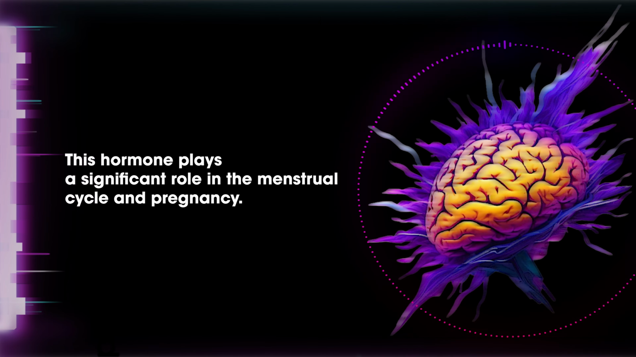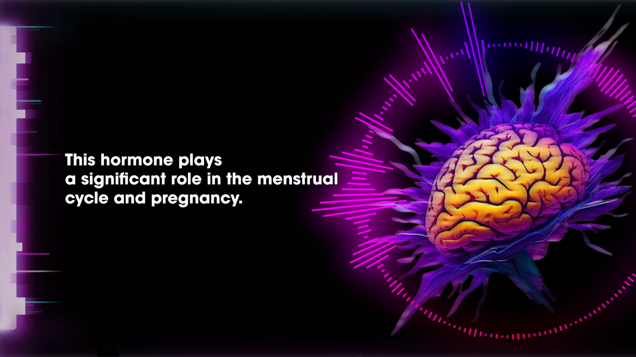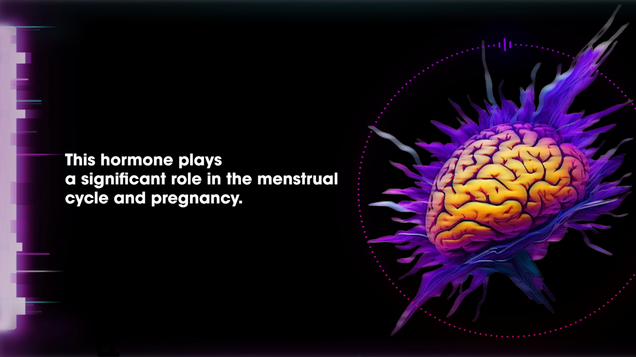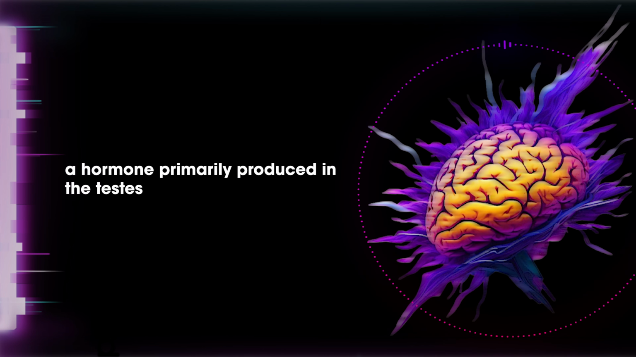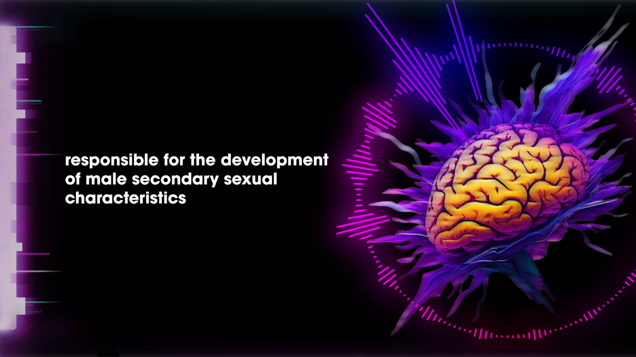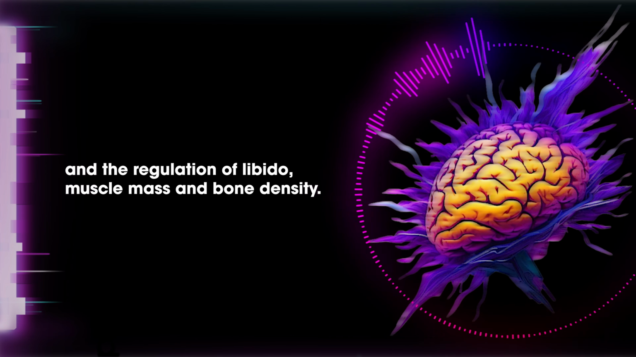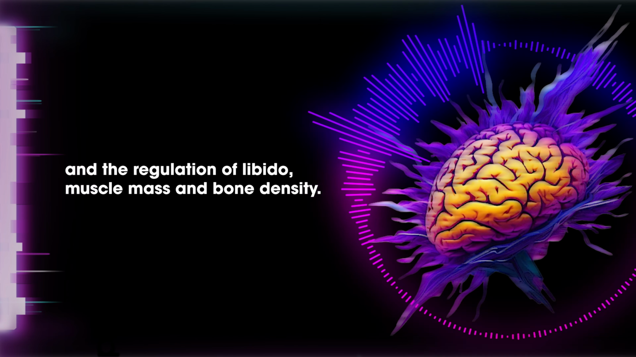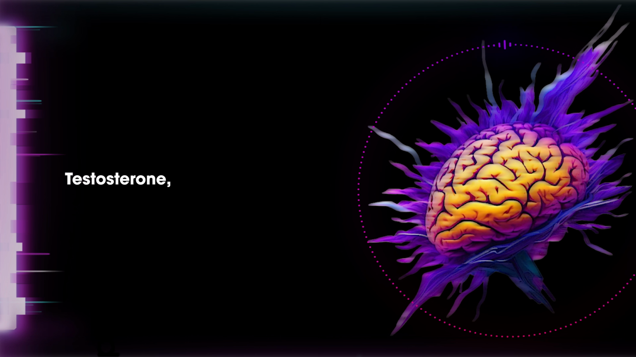Produced by the ovaries, this hormone plays a significant role in the menstrual cycle and pregnancy. Estrogen. A hormone primarily produced in the testes, responsible for the development of male secondary sexual characteristics and the regulation of libido, muscle mass, and bone density. Testosterone.